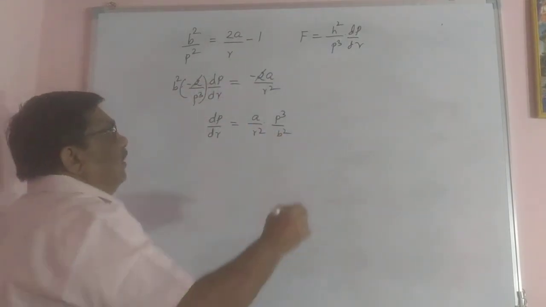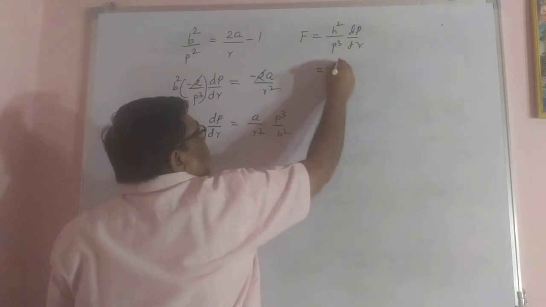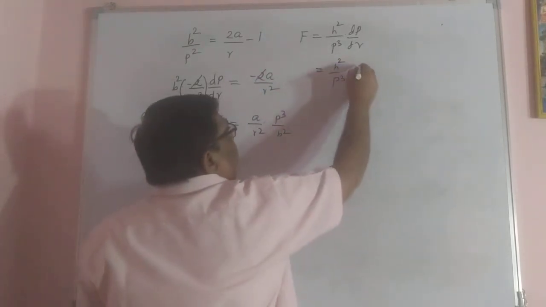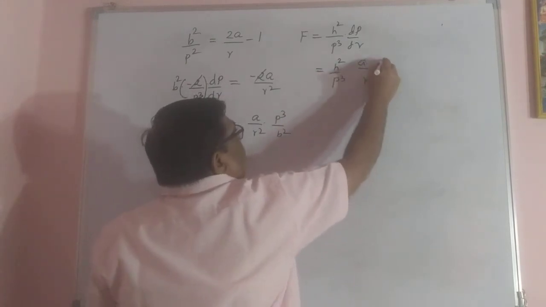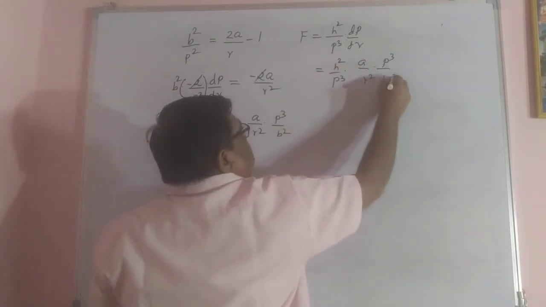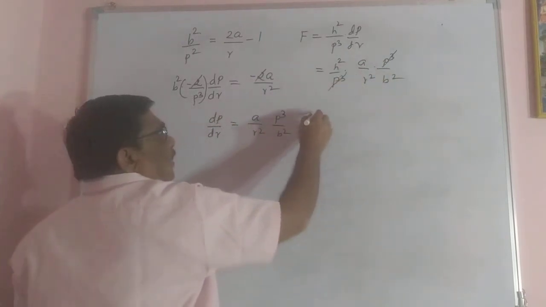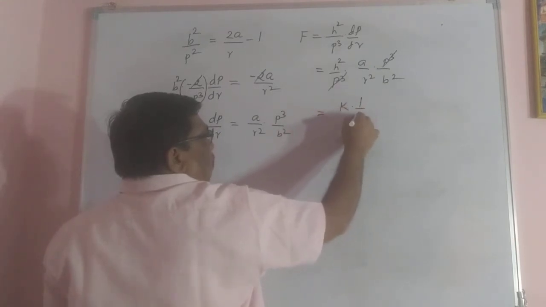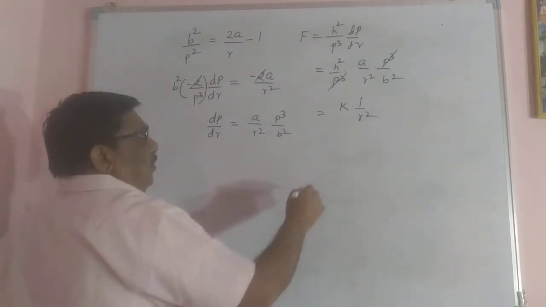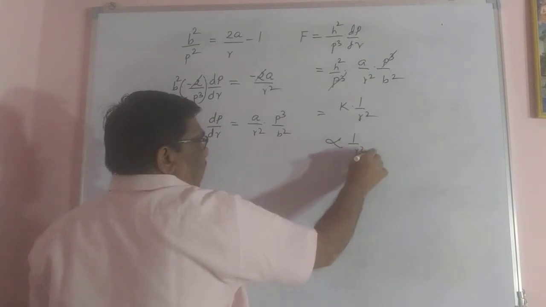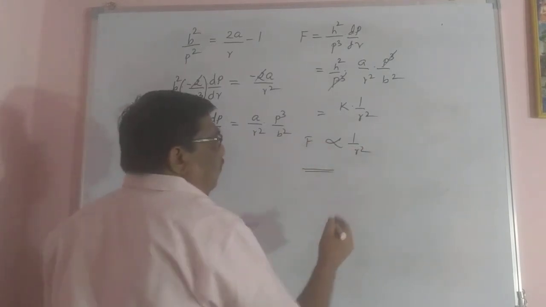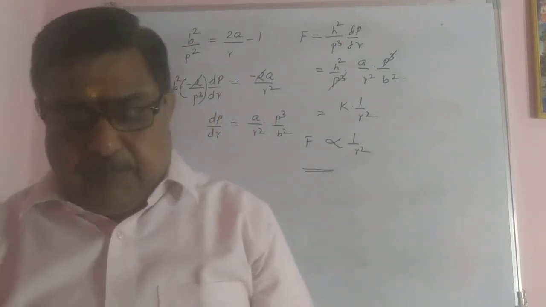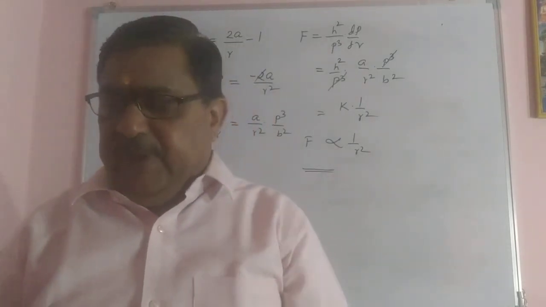Substitute this value here. It is h square by p cube into dp by dr is a by r square into p cube divided by b square. This p cube cancels. h square a by b square, I can write as a constant, 1 by r square. So this is proportional to 1 by r square, the inverse square force. So these are the 4 examples particularly on the pedal form. I have done all 4 examples for your convenience.